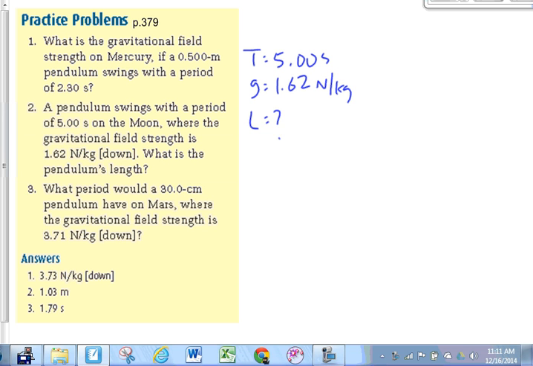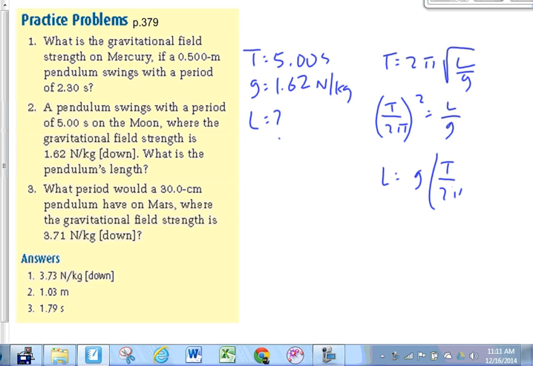Once again, we're going to use that same equation, T equals 2 pi square root L over G, but this time solve for L. T over 2 pi. Square it. Take the G up by multiplying, and it becomes G times T over 2 pi squared. Oops, not 9.81, it should be 1.62.